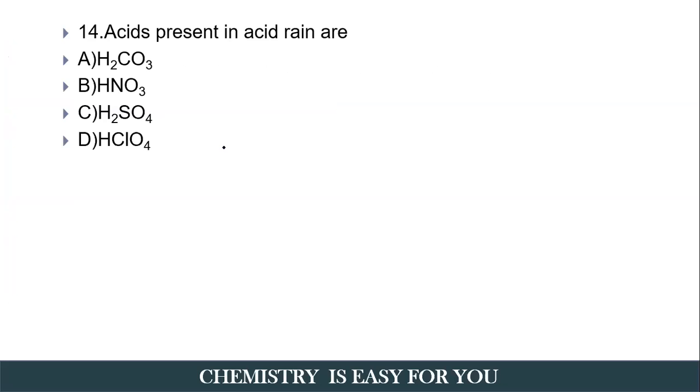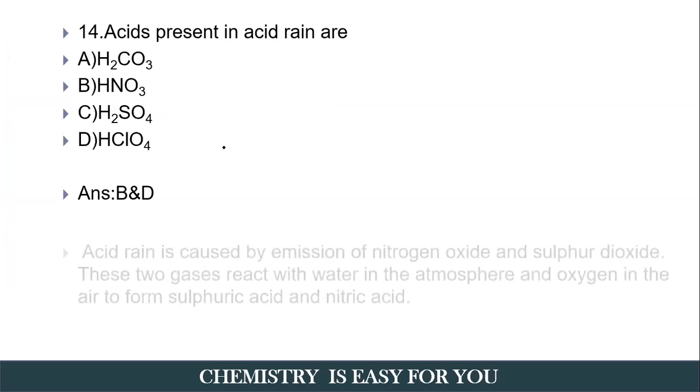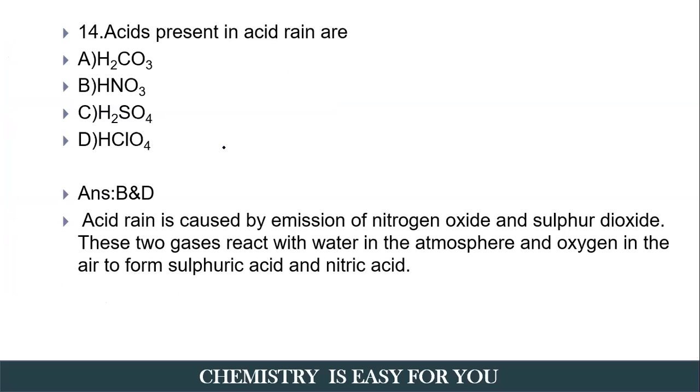Now, acids present in acid rain are H2CO3, HNO3, H2SO4 and HClO4. This is a multiple answer question. Both option B and D are correct. HNO3 and HClO4, both these are present in the acid rain. So acid rain is caused by the emission of nitrogen oxide and sulfur dioxide. These two, actually the option B and C are the correct answer, not D, sorry.